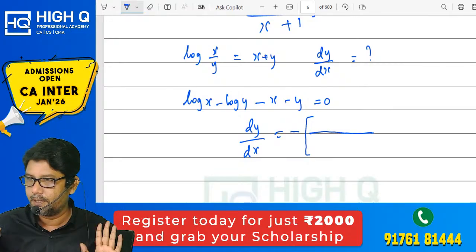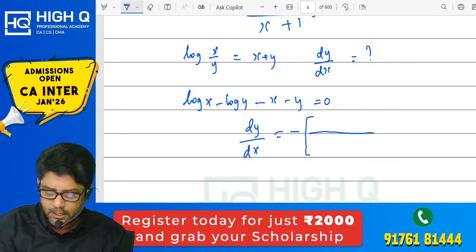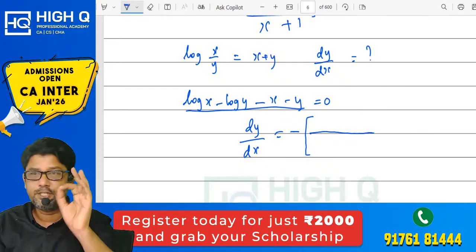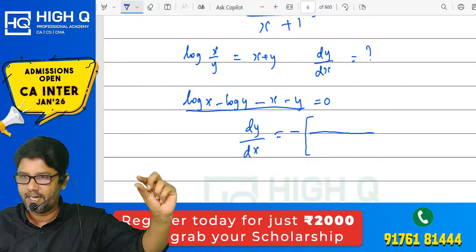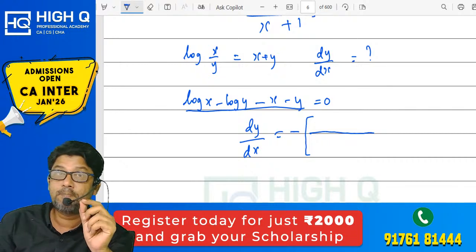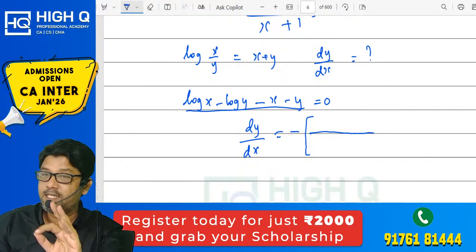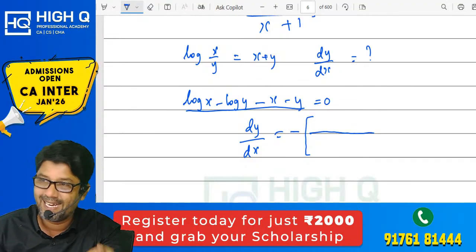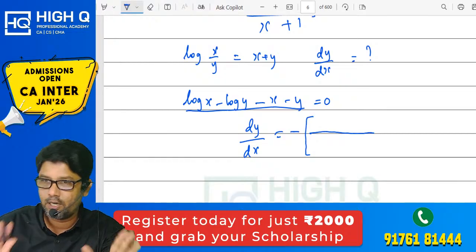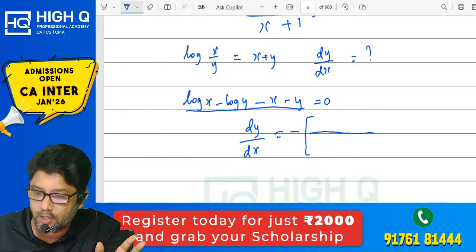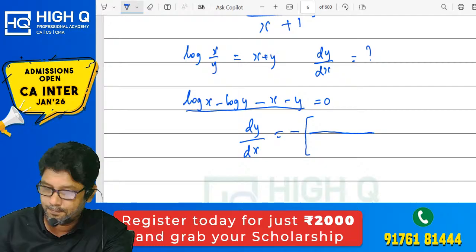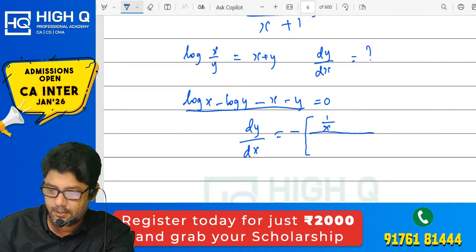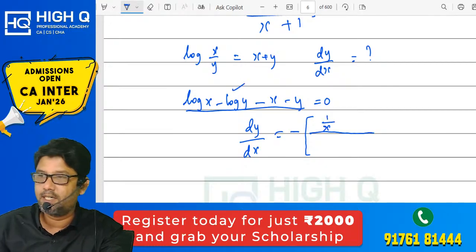Now, first differentiate the left hand side of that equation with respect to x. Consider y as constant. Now, first term, log x. Do we have x in the first term? Yes, sir. Log x. I think everyone knows what the derivative of log x is. What is the derivative of log x? 1 by x.